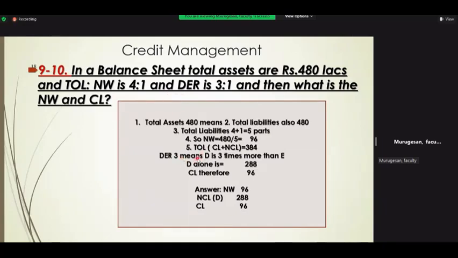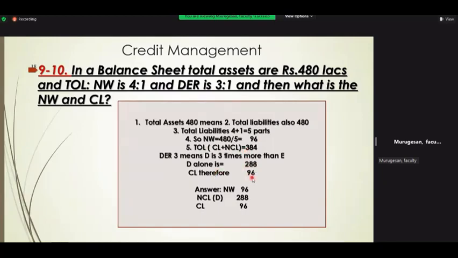Now, next one: debt equity ratio 3. That means D, the long-term debt, NCL, is 3 times more than E. E you have got just now. Net worth you already got as 96, so debt will be 96 into 3, which is 288. So TOL, CL plus NCL, is 384. Now NCL alone is 288.